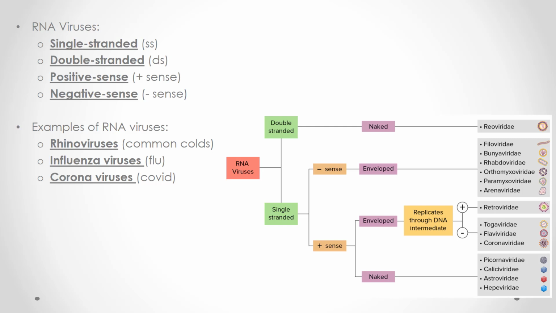So RNA viruses will be classified based on single or double-strandedness and then positive or negative sense. So you could have, for example, a single-stranded positive sense RNA virus. Common examples here: rhinovirus, common cold; influenza virus, that's your flu; coronavirus, that's COVID. These are pretty common, and the specific types are listed over here. These are different viral families, but these are some of the most common ones that we would see in humans.